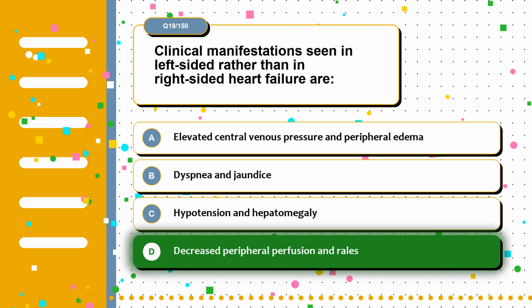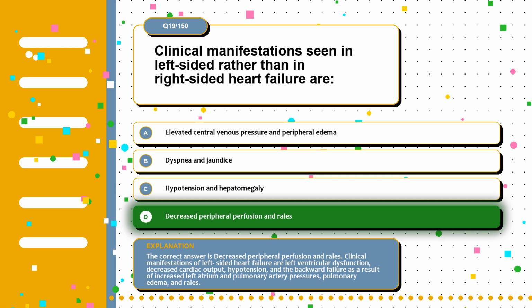The correct answer is option D, decreased peripheral perfusion and rales. Clinical manifestations of left-sided heart failure are left ventricular dysfunction, decreased cardiac output, hypotension, and a backward failure as a result of increased left atrium and pulmonary artery pressures, pulmonary edema, and rales.